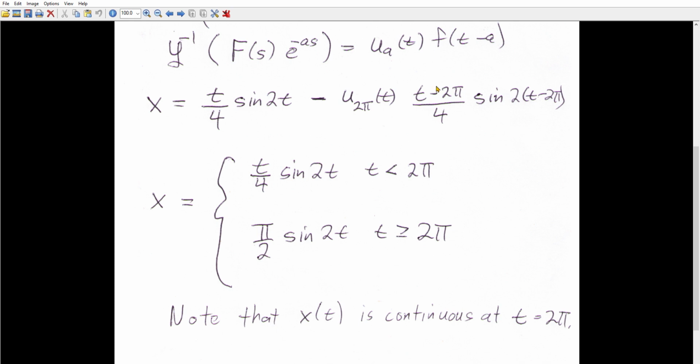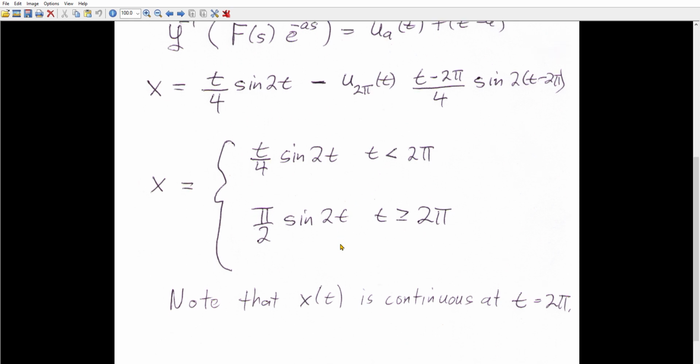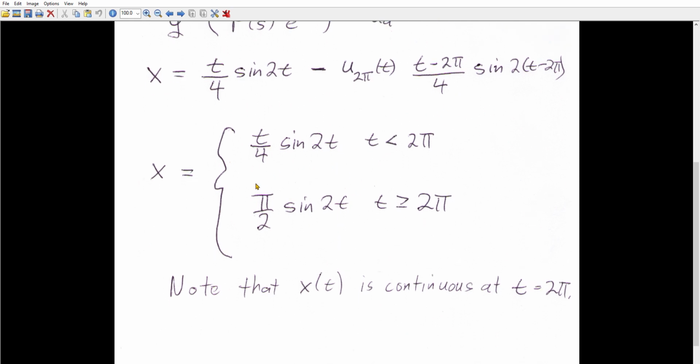What we're left with now is this minus 2 pi over 4, which is minus pi over 2, times minus, which gives us a plus, sine 2t. So what we've picked up here is pi over 2 sine 2t when t is bigger than or equal to 2 pi. Now, if you check, you'll notice that when t is 2 pi, this term is 0, which means these things match up and we have a continuous function, even though we had a discontinuous driving function.